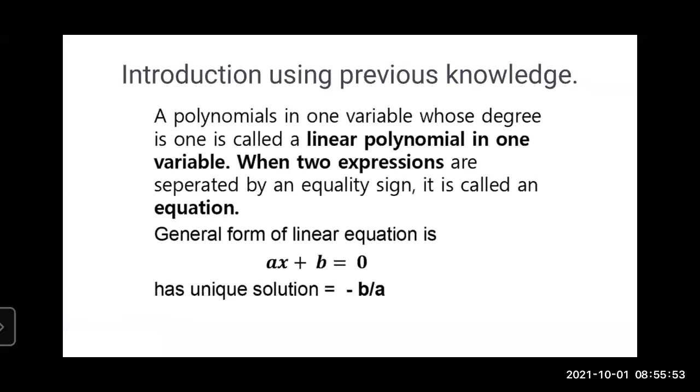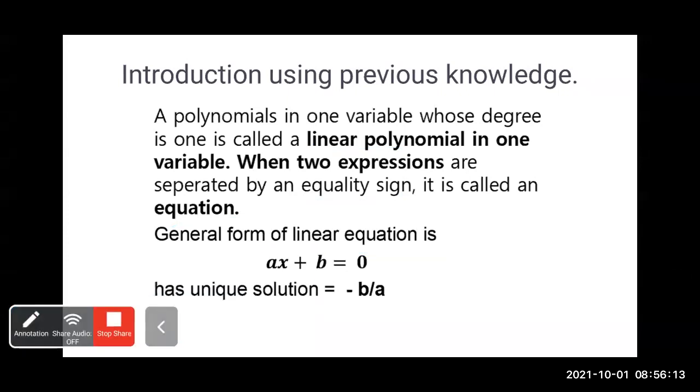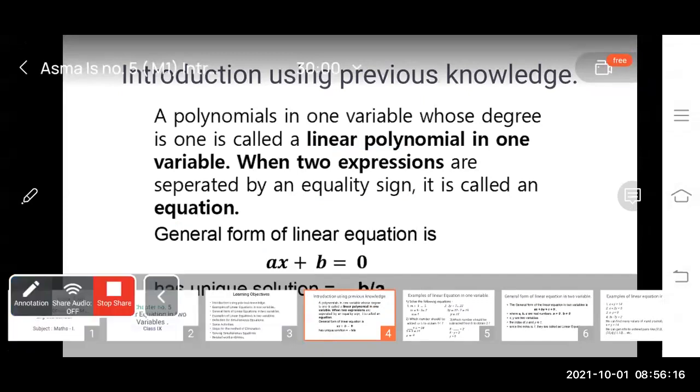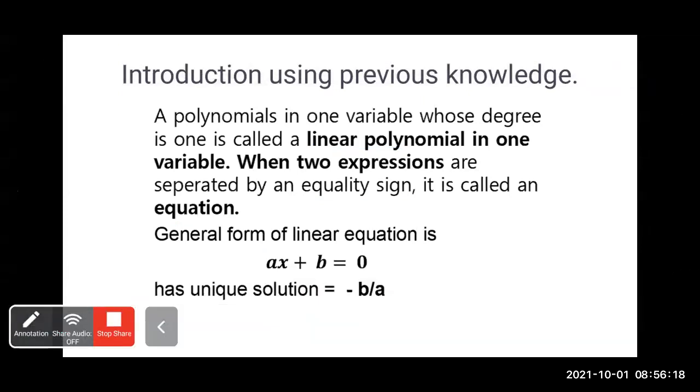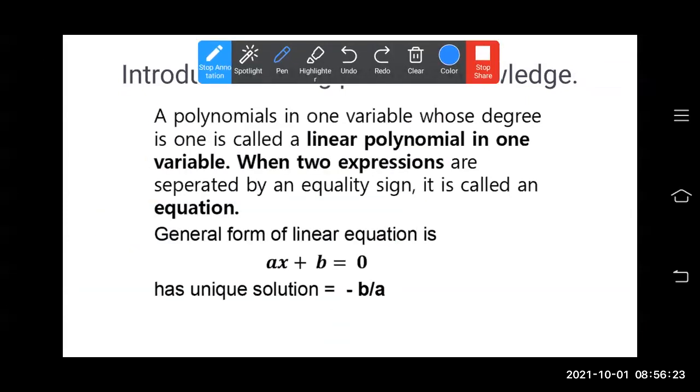And what are equations? When two expressions are separated by an equality sign, it is called an equation. When we say linear polynomial, and if it has an equality sign, it will become an equation. So this is called linear equations in one variable. And this is the general form of linear equations in one variable. You can see here ax plus b equal to 0.